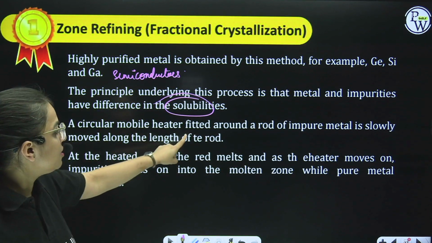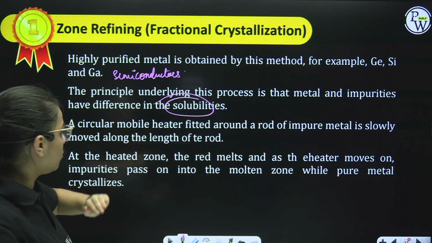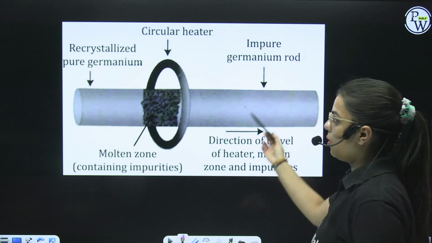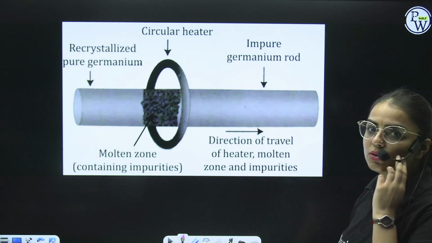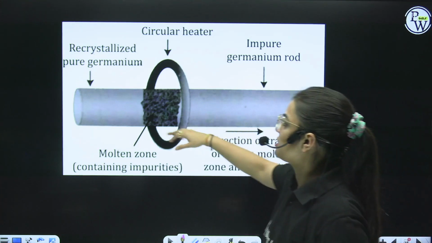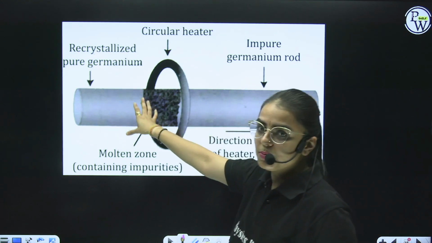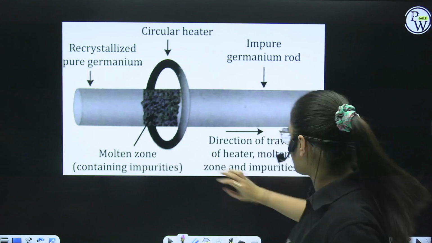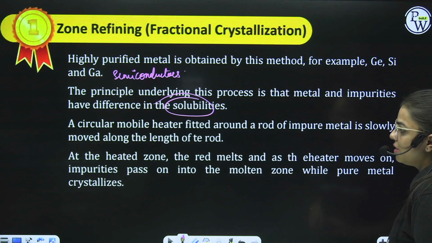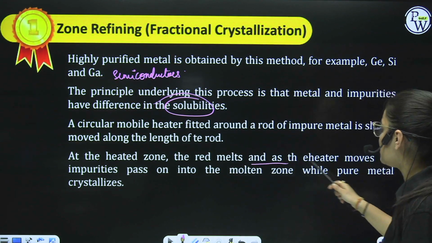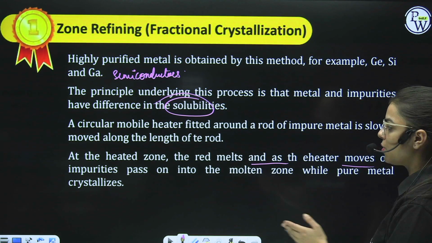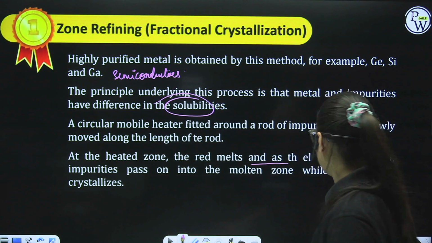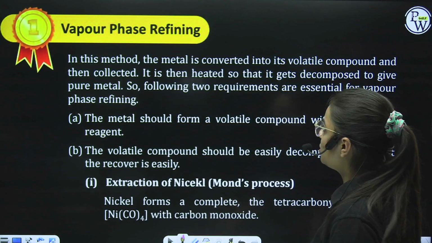A circular mobile heater fitted around a rod of impure metal is slowly moved. It moves around it like this, right? So this is a circular heater that is kept over here. This is recrystallized pure germanium. Here is the impure one. So it gets heat at a particular point and then the cooling process occurs. At the heated zone the rod melts as the heater moves, the impurity passes into the molten zone, while pure metal crystallizes when cooling is done, right? So this is basically the zone refining.